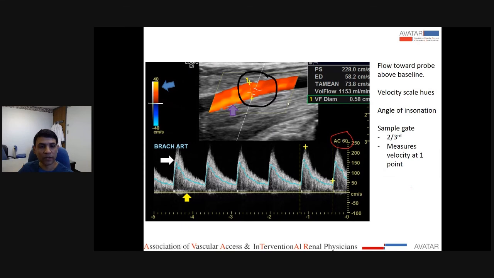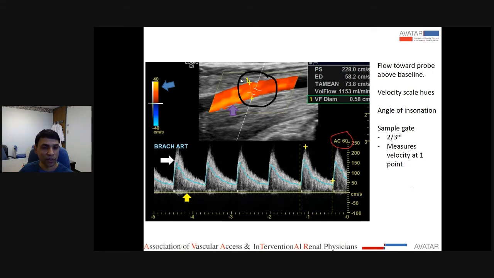On the top, you will get a Doppler image, and at the bottom is a waveform image of the velocities. On the far left of the screen, where my cursor is, you will see the color scale. Anything above the white line tells us the flow is towards the probe. In addition to this, you will see various hues of red and yellow. So this tells us about the velocities.